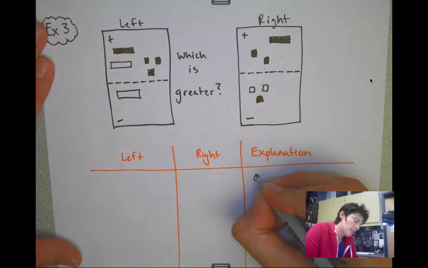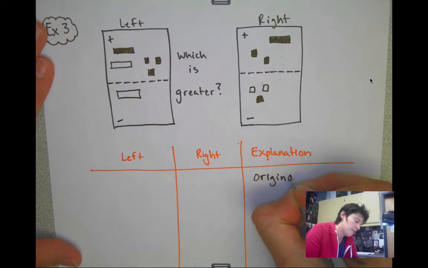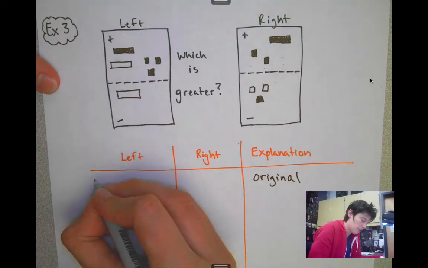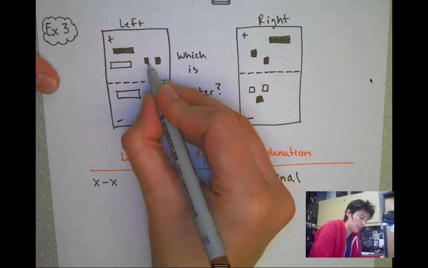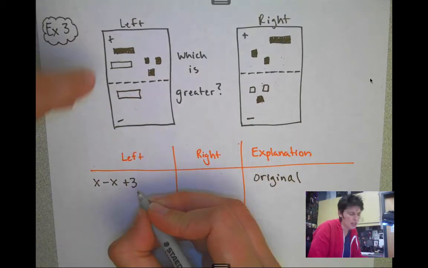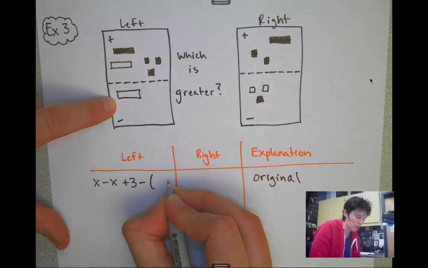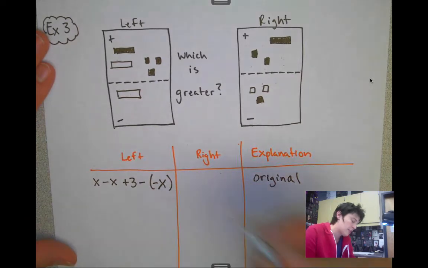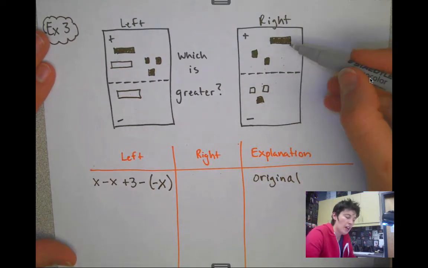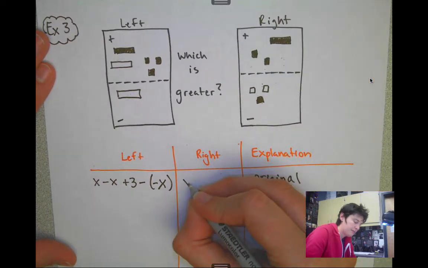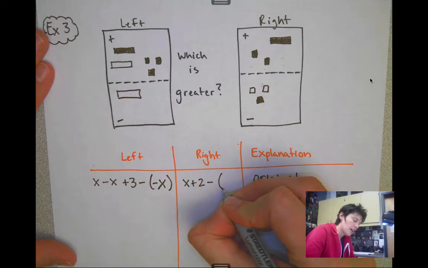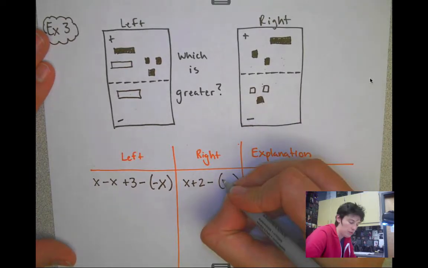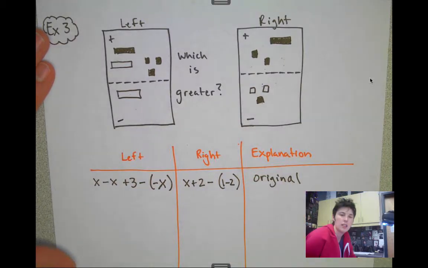Okay, so we always start with the original, writing out what we have. And I see on my original that I have an x and a negative x. So x minus x plus 3 little units. And then down in the subtraction box, so subtract parentheses, I see a negative x. So I'm going to write that down as my original left side. On the right side, I have an x plus 2. And then down in the subtraction box, minus parentheses, I see 1 and negative 2. So 1 minus 2. Write it like that.